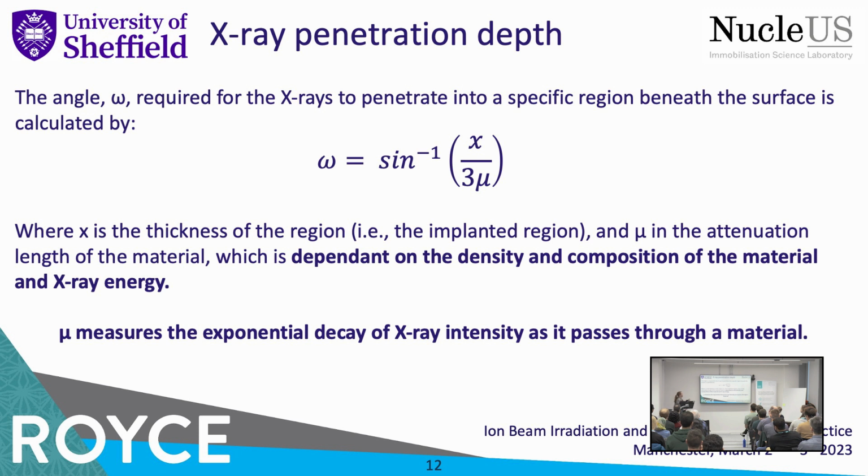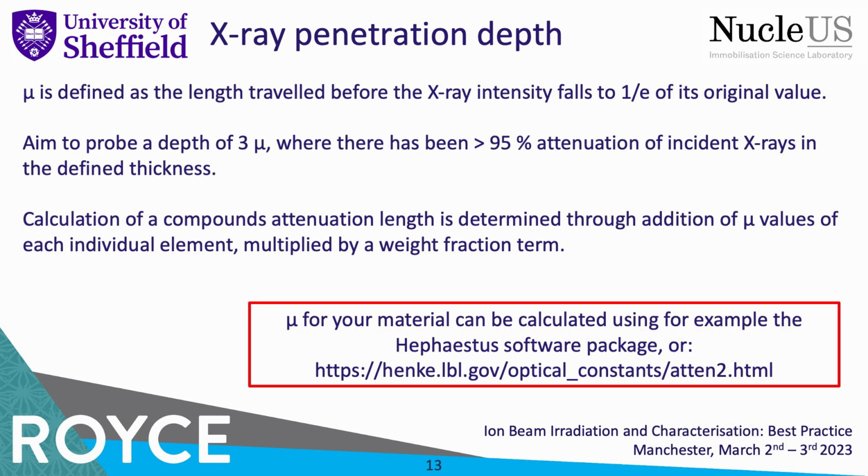So the linear attenuation length basically measures the exponential decay of the X-rays as they're passing through your material. So you can define it as the length travelled before an X-ray intensity falls to 1 over E of its original value. And normally when we do the calculations, we don't just take one attenuation length, but we take 3, because that means greater than 95% of our X-rays have then been attenuated within our implanted region. So we're seeing the effect from just that implanted region.